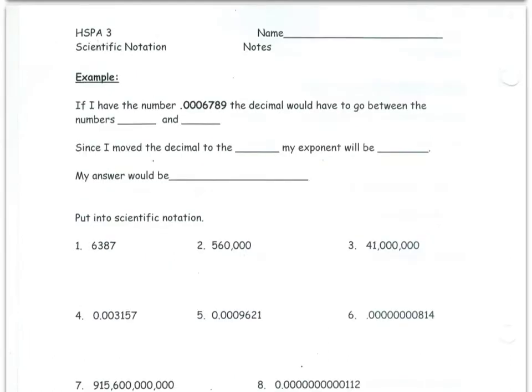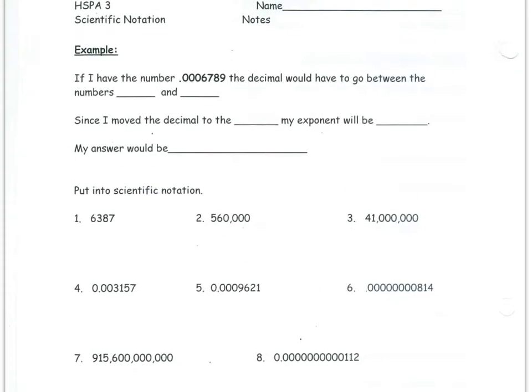Now this one is a very small number. This is going to give us a negative exponent. The decimal has to go between the 6 and the 7. So I'm going to move this to the right 1, 2, 3, 4 places. So it's 6.789. Now that's a single digit, 6. You only have one number to the left.